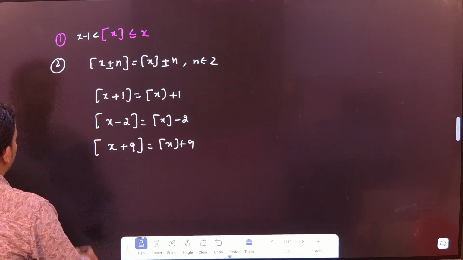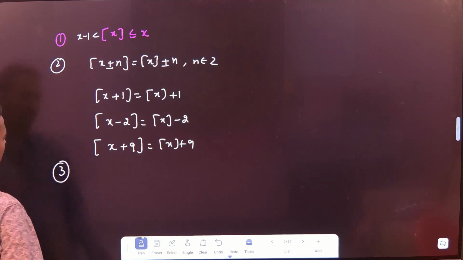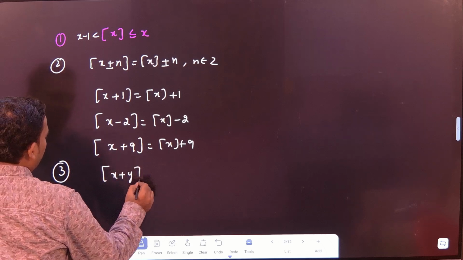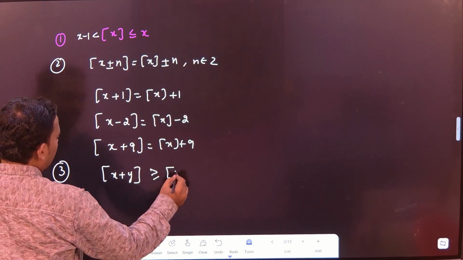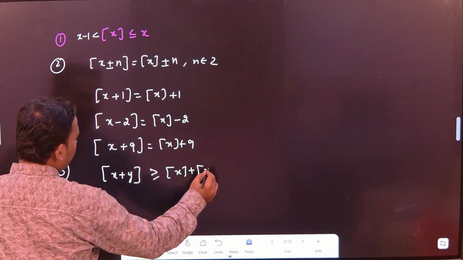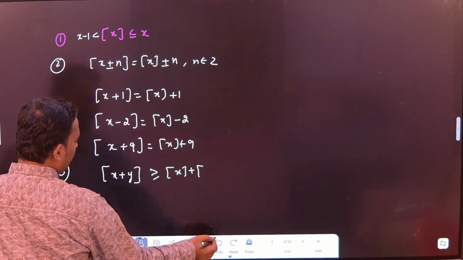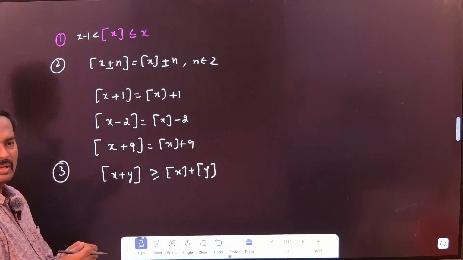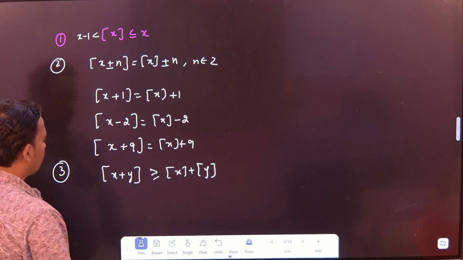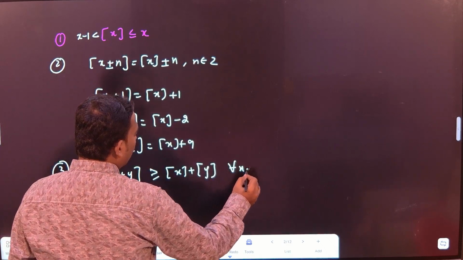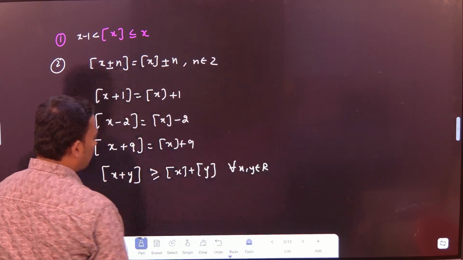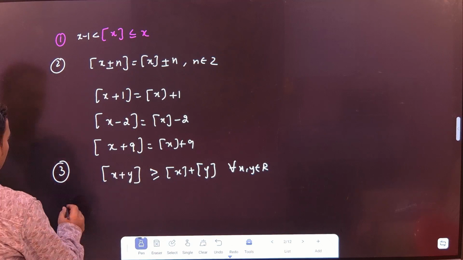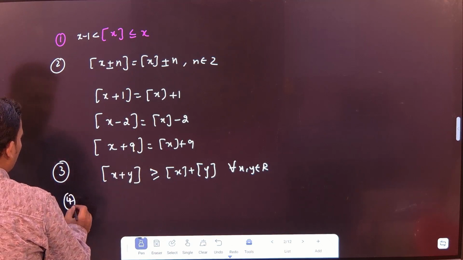I hope everyone understood. Let's take the third one. The greatest integer function of x plus y is always greater than or equal to the greatest integer function of x plus the greatest integer function of y. Okay. So you can verify through any real numbers. This is true for all x, y belonging to real numbers, right? You can verify through some examples. Okay. Let's take the fourth one.